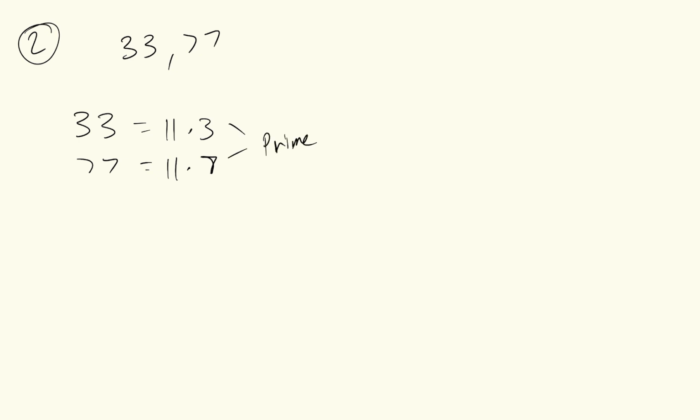Let's go 33 and 77. Now, if you feel like you can do this on your own, try to do it on your own. Pause the video and then come back. But to do this, we follow the same process. The prime factorization for 33 is equal to 11 times 3. And then for 77, it's equal to 11 times 7. And that's because 11 and 3 and 11 and 7 are both prime numbers. So that's the prime factorization.